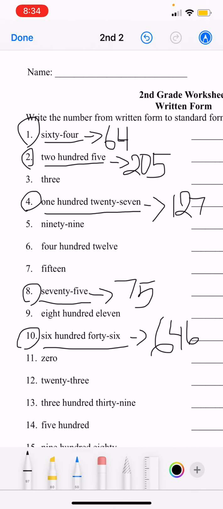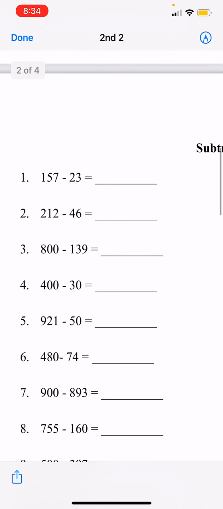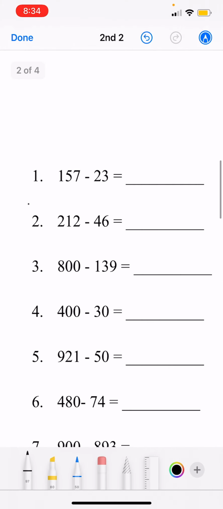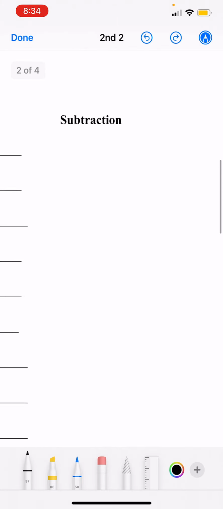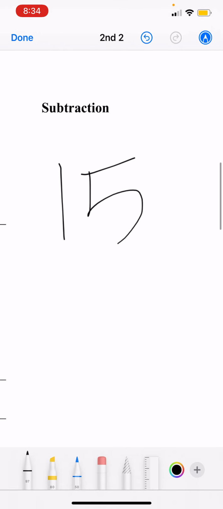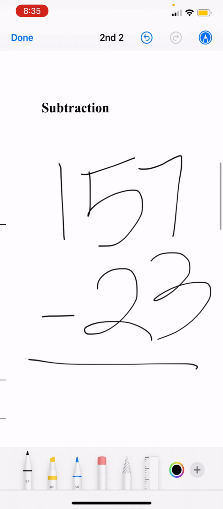It's pretty doable. Okay, let's go down to the next one. Here we have subtraction. Number 1 says 157 minus 23. All right, let's do it on the side. So it was 157 minus 23.